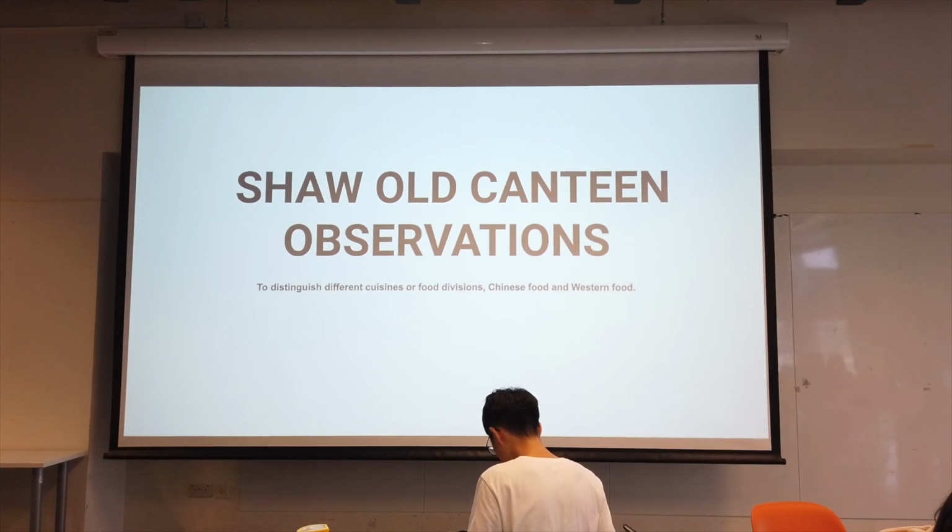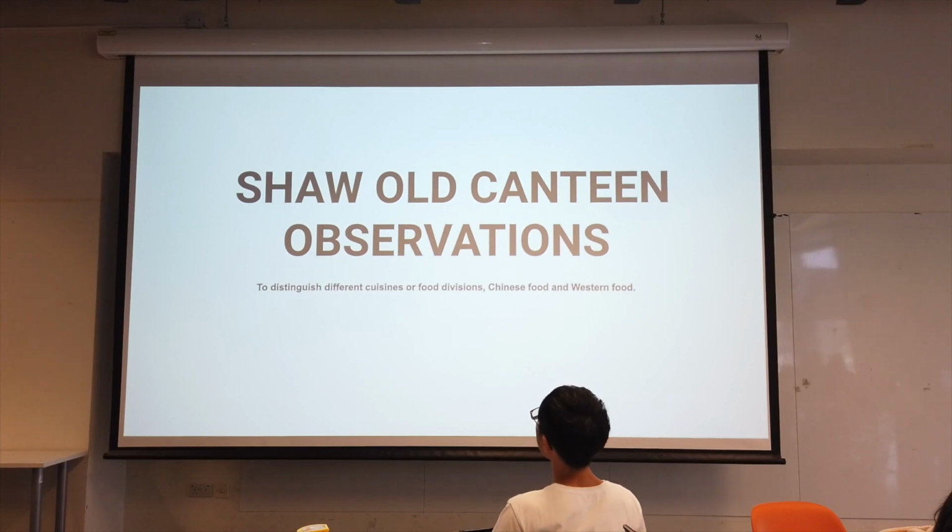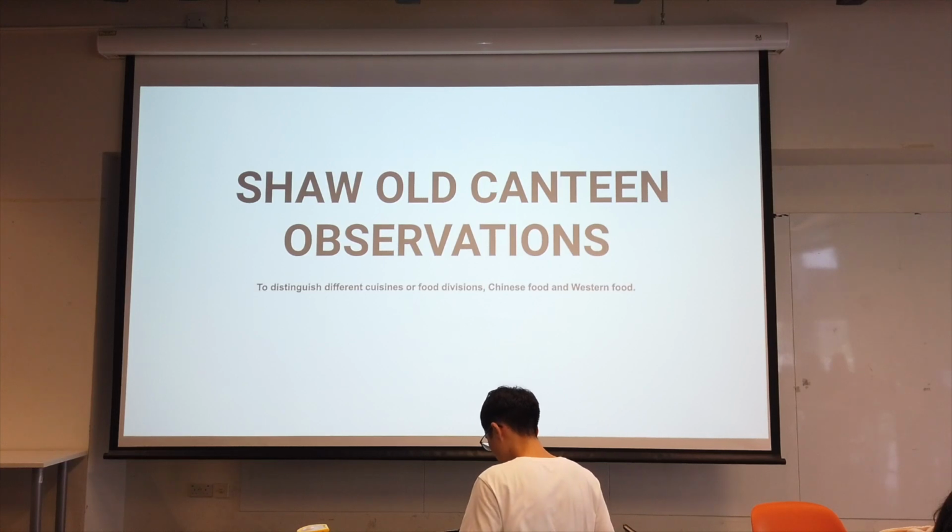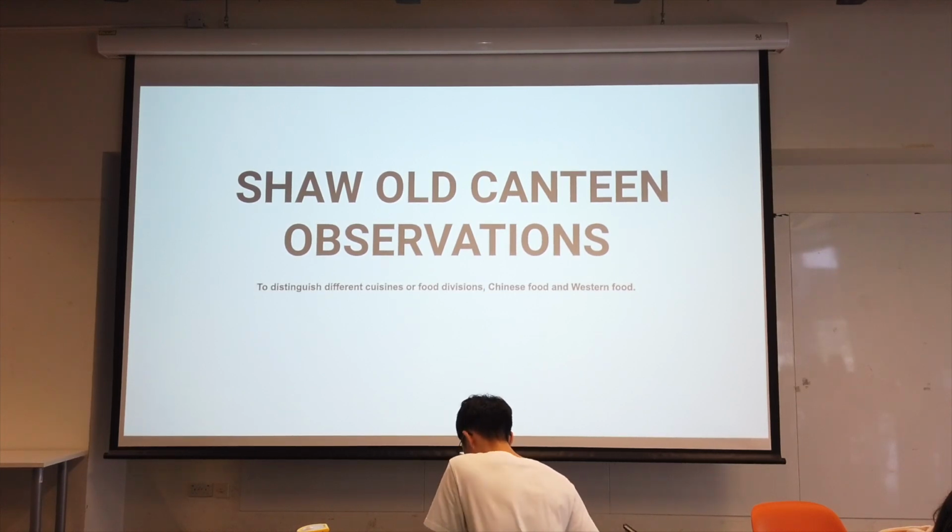Yeah, let's go. Okay, so our group went to the Shore Canteen to observe and try to distinguish the different cuisines and the food divisions, mainly the Chinese food and Western food, and to see how we can observe any inefficiencies that may exist, and find different solutions to create a better system where the information for people to choose their foods could be more easily done.